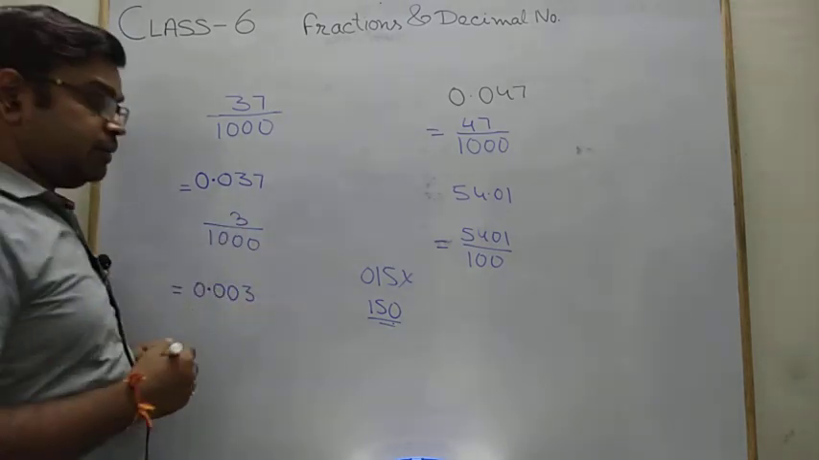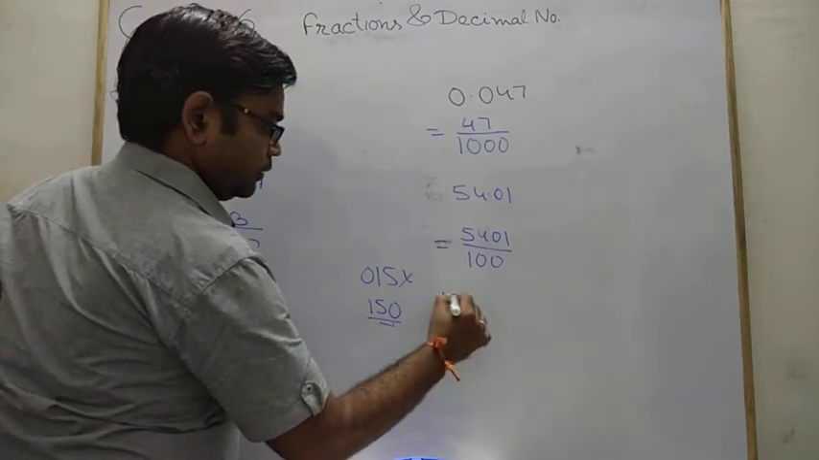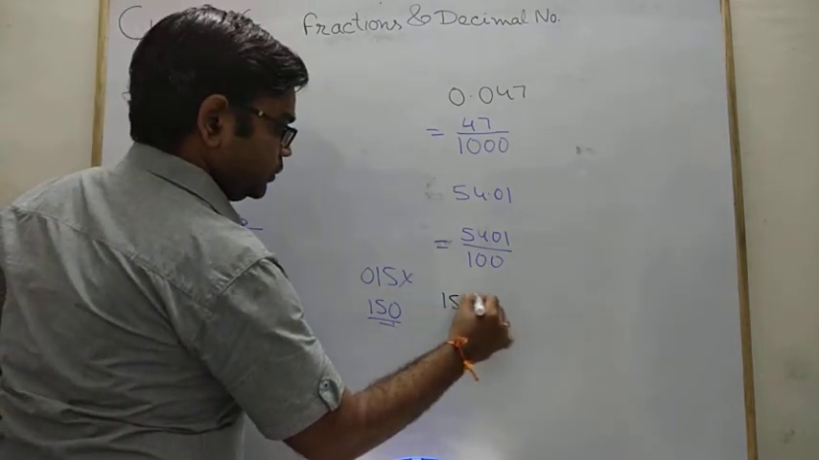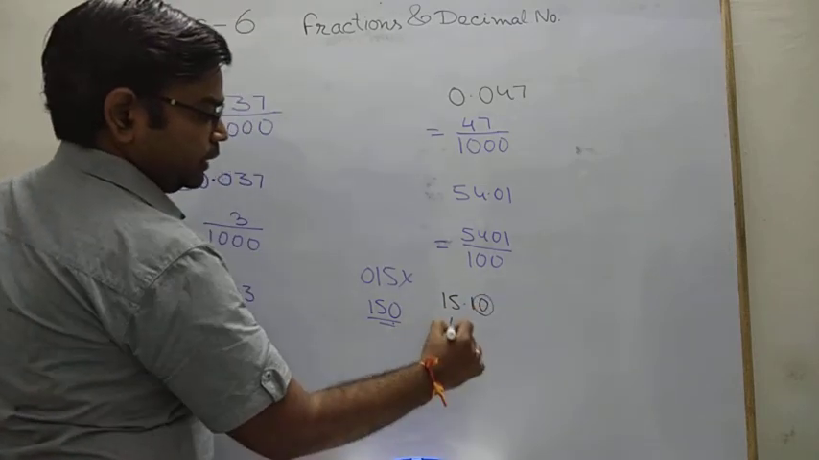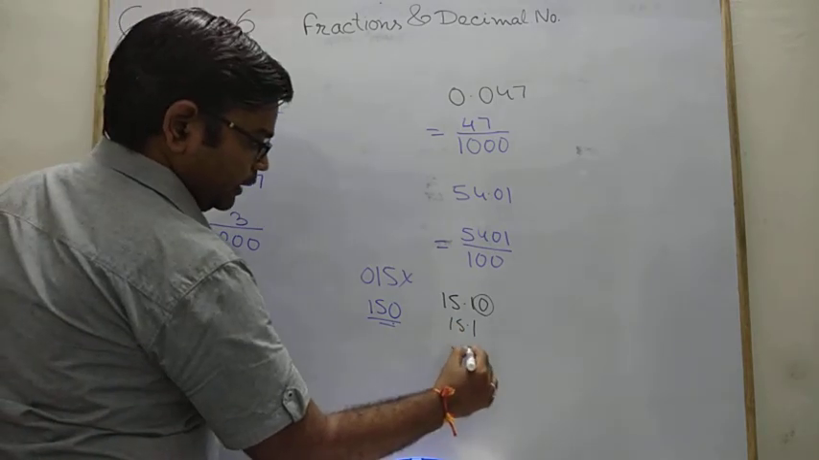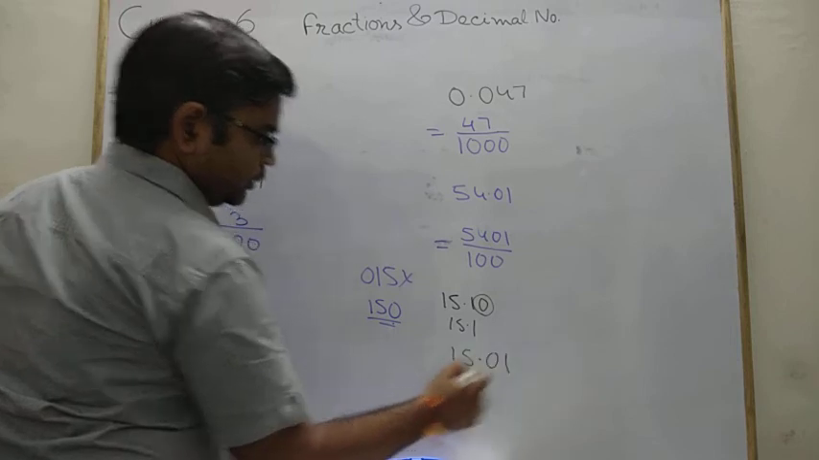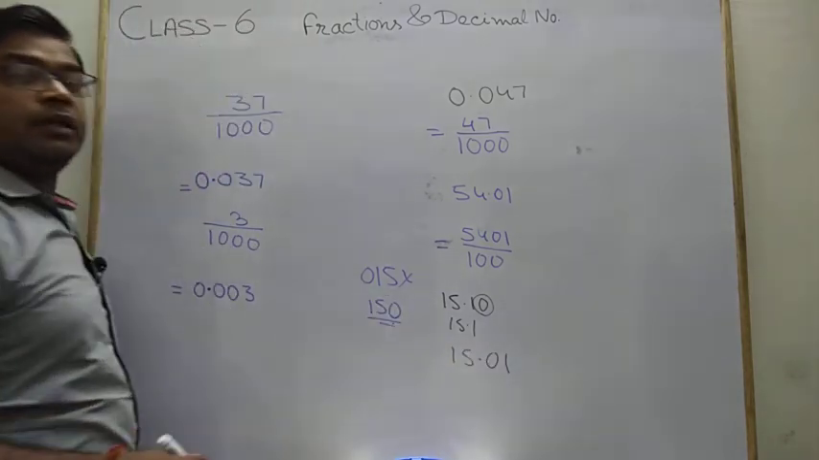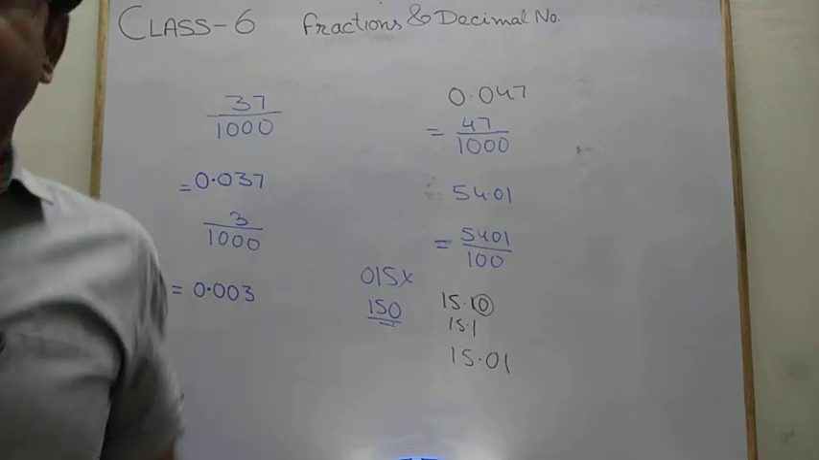Similarly, if there is a decimal number like 15.10, then this 0 is meaningless. We can write 15.1 also. But if I write 15.01, then this 0 has some meaning. So you must be very careful.